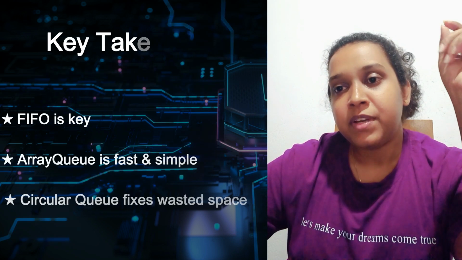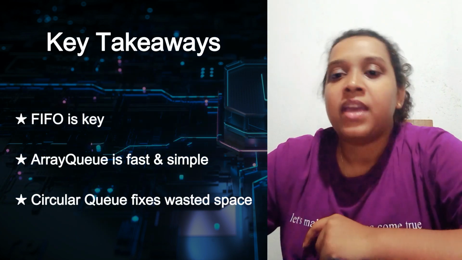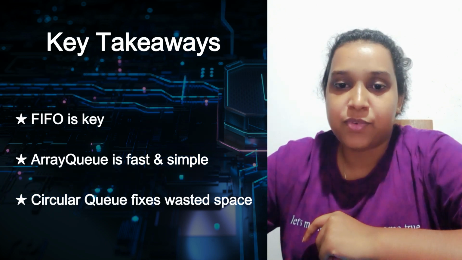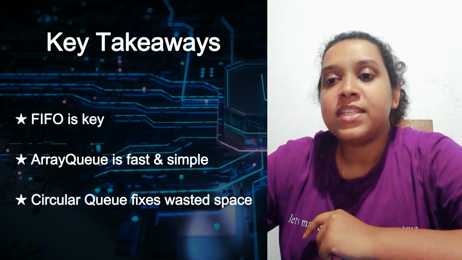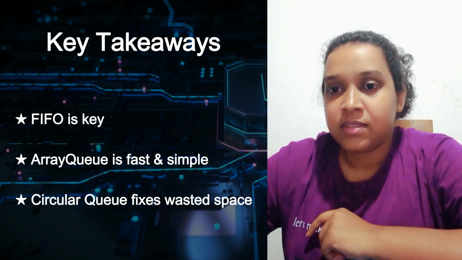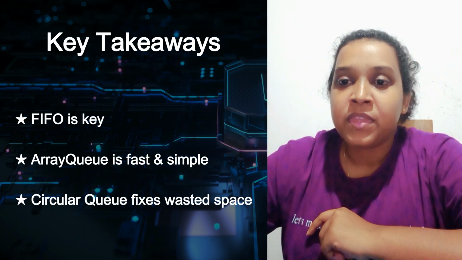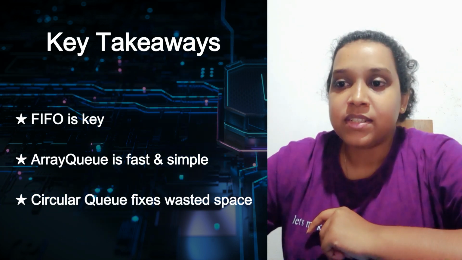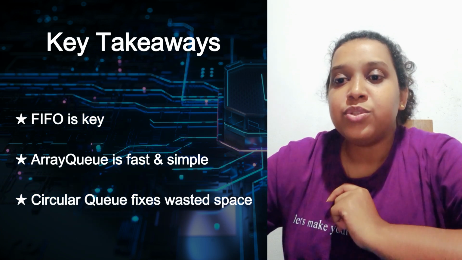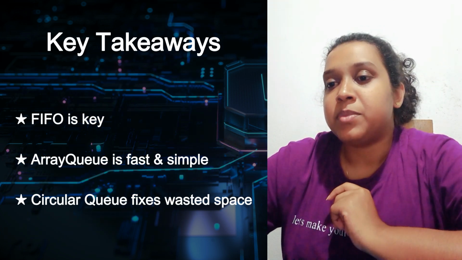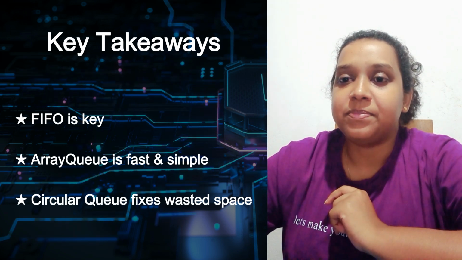Let's quickly recap what we have learned today. ArrayQueue is a basic FIFO structure. Enqueue and dequeue operations are fast. The circular queue fixes the problem of wasted space. Queues are everywhere, making data flow smoother. And now you are all set to implement your own queue in Java.